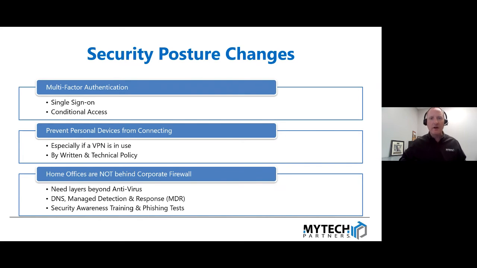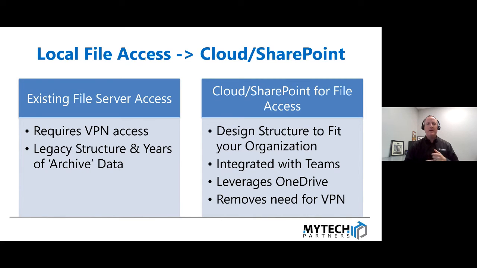So now let's talk about another common issue that we see organizations going through right now: your legacy file server, or the file access when you're in the office and how you access your files. Now, if you've gone remote, that typically requires VPN access.